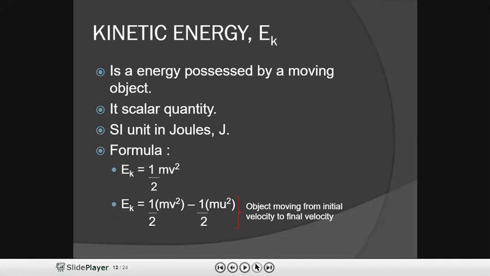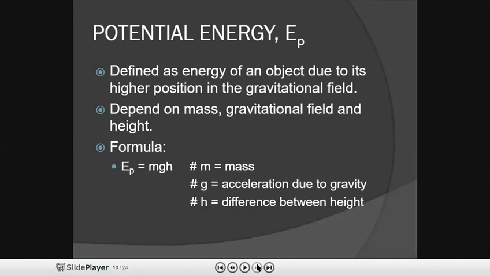There were two types of energies which we have studied. The kinetic energy, the formula to calculate the kinetic energy is half mv square, and then the potential energy, that is represented by EP. It is equal to mgh, where m is mass, g is gravitational field strength, and h is the height of the object with regard to its initial height or with regard to the ground level.